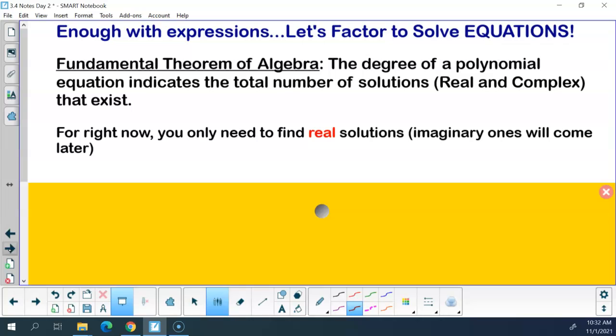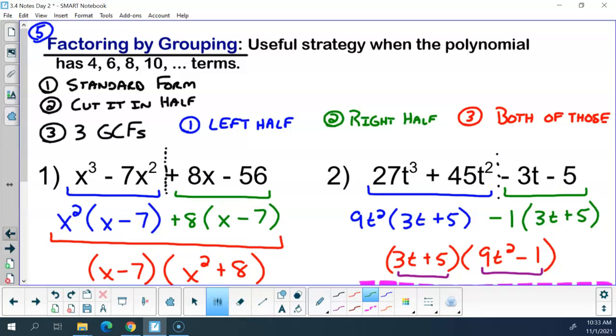The fundamental theorem of algebra says that the degree of a polynomial equation, what's the degree again? The biggest exponent. It told me the direction the polynomial graph was going. If it was an odd degree, it went in the opposite direction. If it was an even degree, it went in the same direction. It also tells me the total number of solutions, real and complex, that polynomial will give me. So how many solutions should this one give me? 3, because it's got a degree of 3.